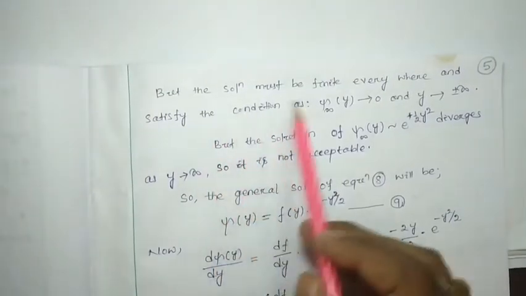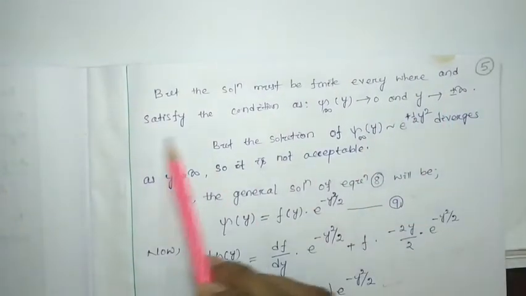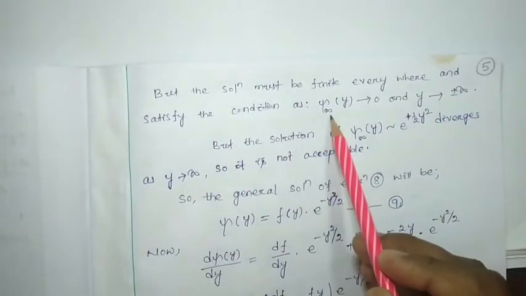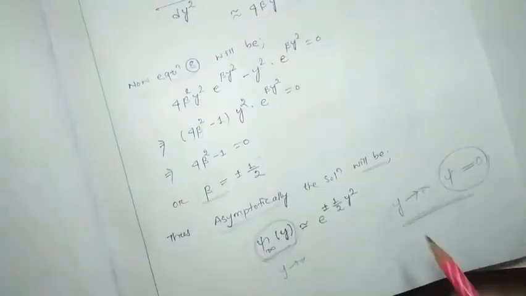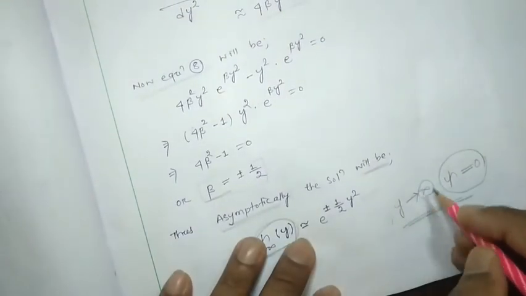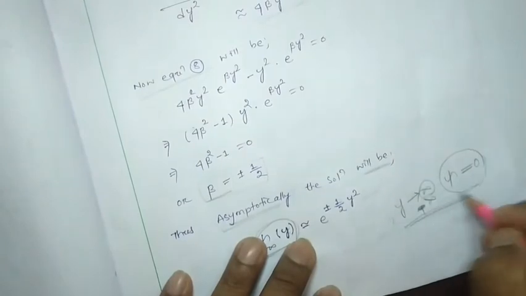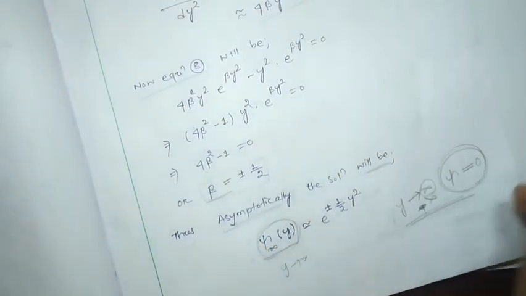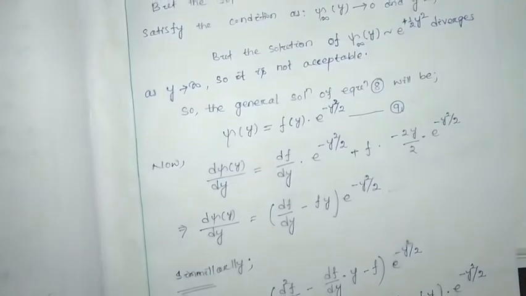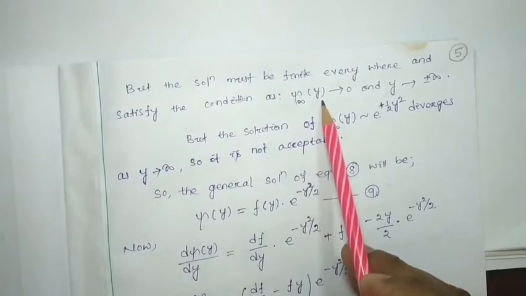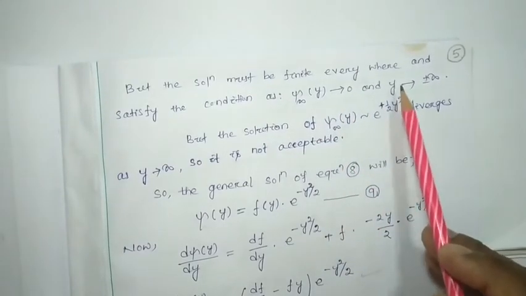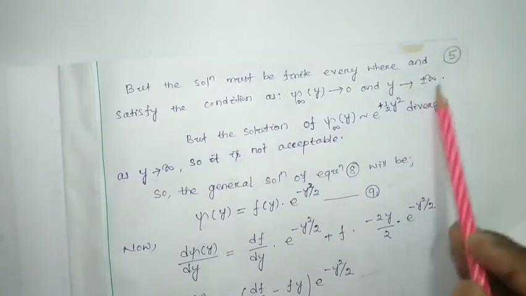The solution must be finite everywhere and satisfy the condition that psi tends to 0 as y tends to plus or minus infinity. That means y tends to either plus infinity or minus infinity, psi should have to be 0, psi tends to 0. So this is our bounded condition: psi infinite y tends to 0 when y tends to plus or minus infinity.